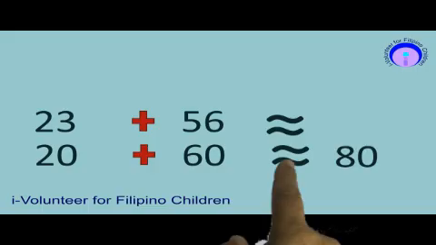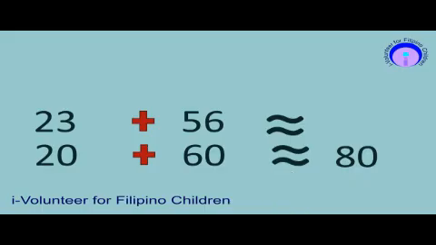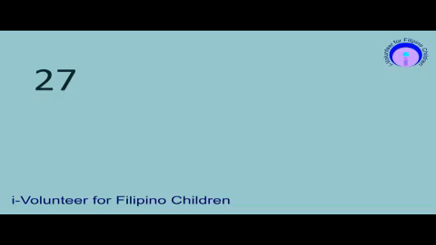By the way, this is a symbol of approximation. Paano ito babasahin ng tama? The estimated sum of 23 and 56 is approximately equal to 80. You may also read this as the estimated sum of 23 and 56 is about 80. Let's have more examples. 1, 2, 3.